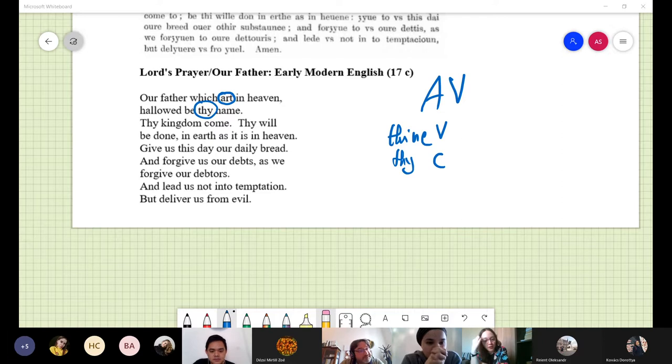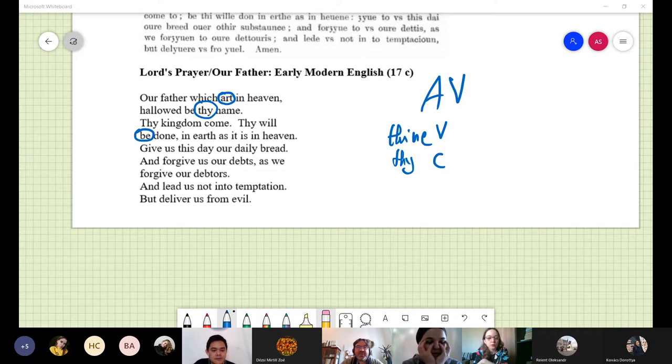Anything else? Sentence structure. Which one? Give us this day our daily bread, and that would be give us our daily bread this day. Yes, that's okay. This is like syntax. What would you say? Yes, fine. What about this one?